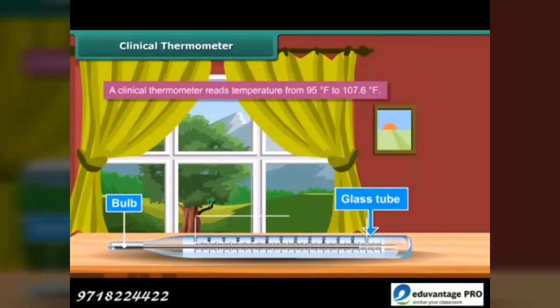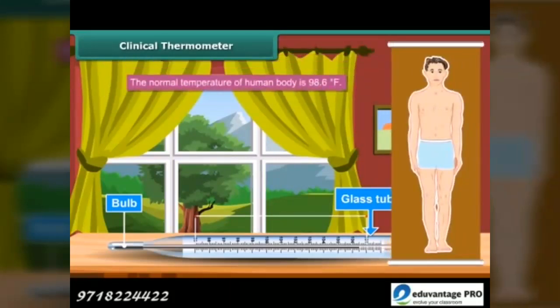A clinical thermometer reads temperature from 95 degree Fahrenheit to 107.6 degree Fahrenheit. The normal temperature of human body is 98.6 degree Fahrenheit. The clinical thermometer is also known as a doctor's thermometer.